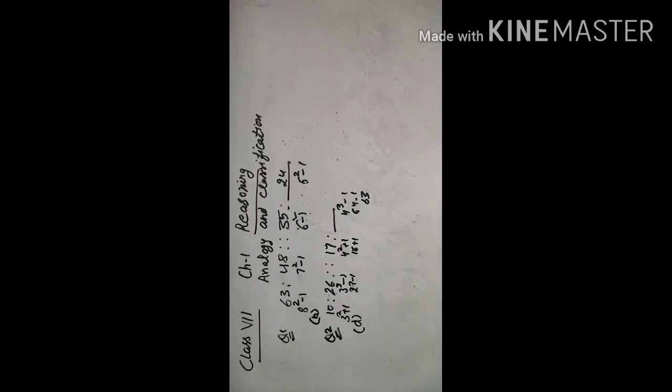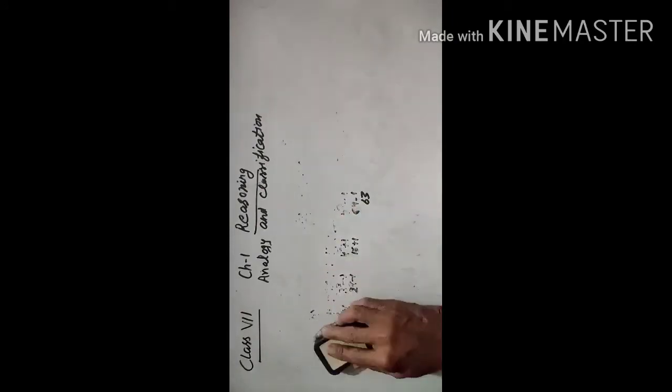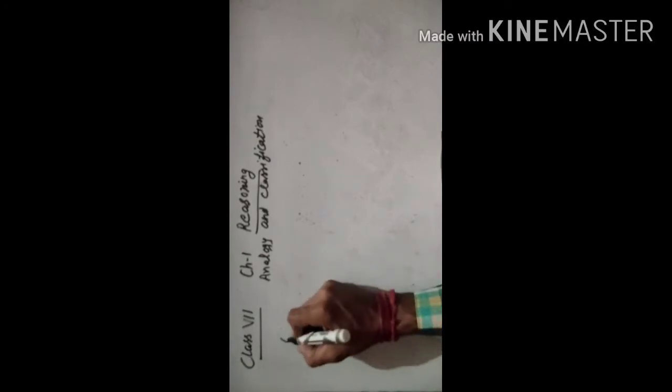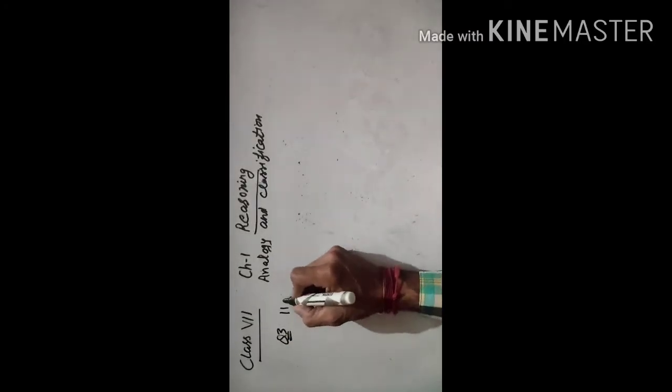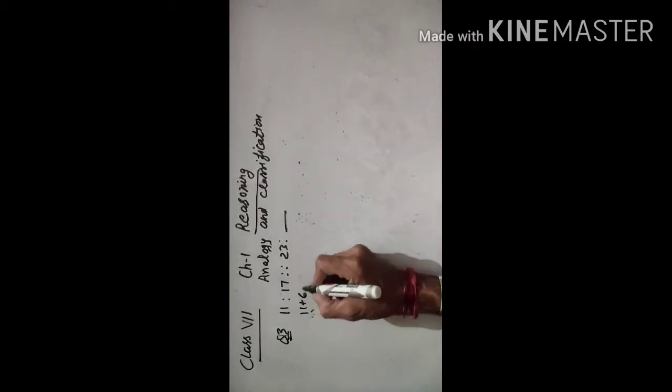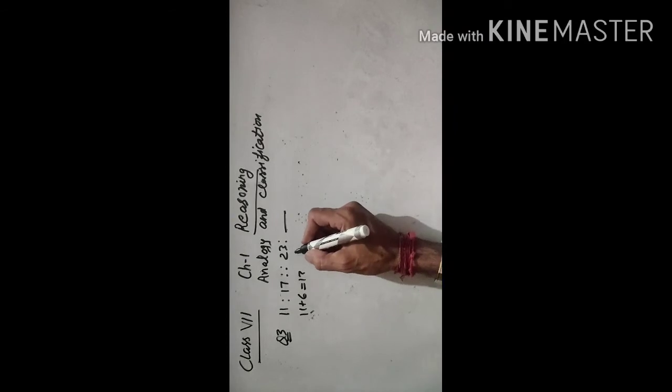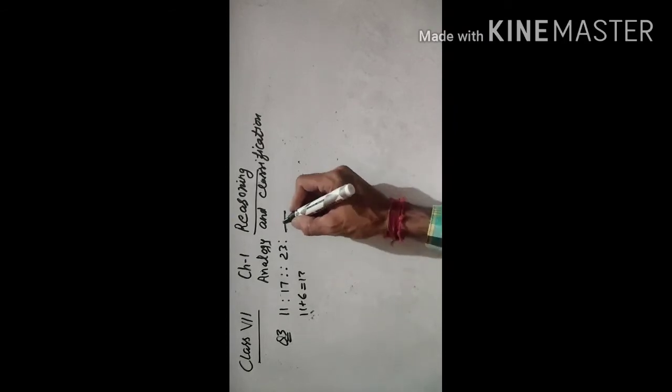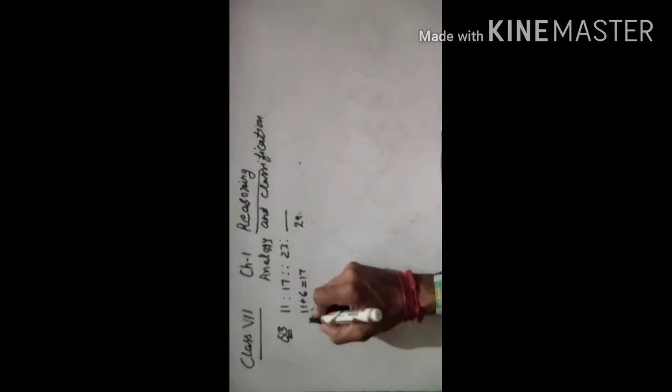Now question number 3. Question number 3 is 11 is to 17 is to 23, and we have to find the fourth one. 11 plus 6 is 17, and 23 plus 6 is 29. So answer is 29. Option is B. B is the option in question 3.